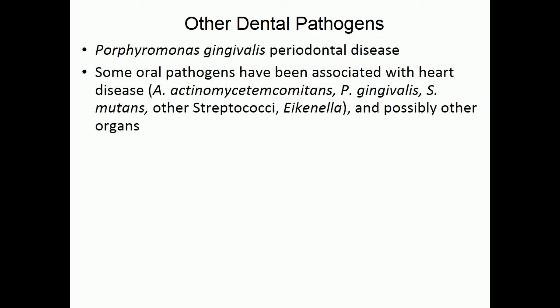Other dental pathogens. Porphyromonas gingivalis, periodontal disease. Some oral pathogens have been associated with heart disease: Actinomycetemcomitans, P. gingivalis, S. mutans, other Streptococcus, Eikenella corrodens, and possibly other organs.